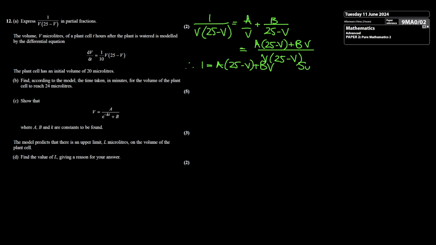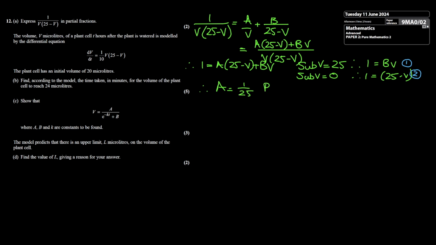So what I can now do is sub V equals 25. That would make this term go to 0, and the equation I get is 1 is equal to BV, and also sub V equals 0. That means this term goes to 0, and I get that 1 is equal to 25 minus V. These are two simultaneous equations, and if you work them out, you get that A is equal to 1 over 25 and B is equal to 1 over 25.